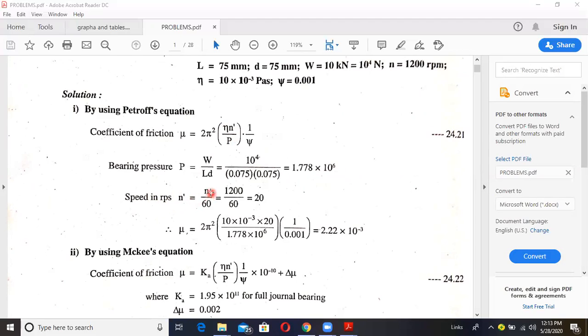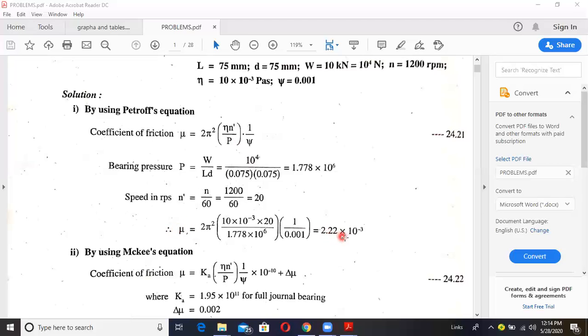Therefore n dash is equal to n divided by 60, since we know that 1 minute is equal to 60 seconds. Dividing by 60, we get the speed in RPS, that is 20. Now substitute P, n dash, eta, and xi in the formula to calculate mu, that is the coefficient of friction.